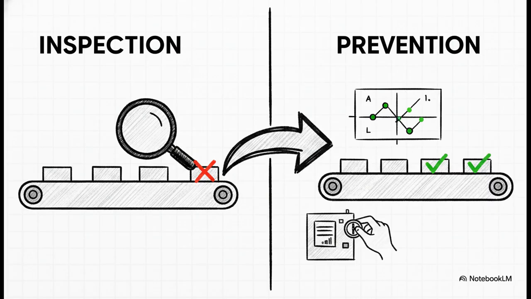Right, so basically it all comes down to this. To control the output, you gotta control the input. And we talked about moving away from just checking for defects at the end and toward preventing them using SPC. And that idea is exactly the foundation we're building on today.